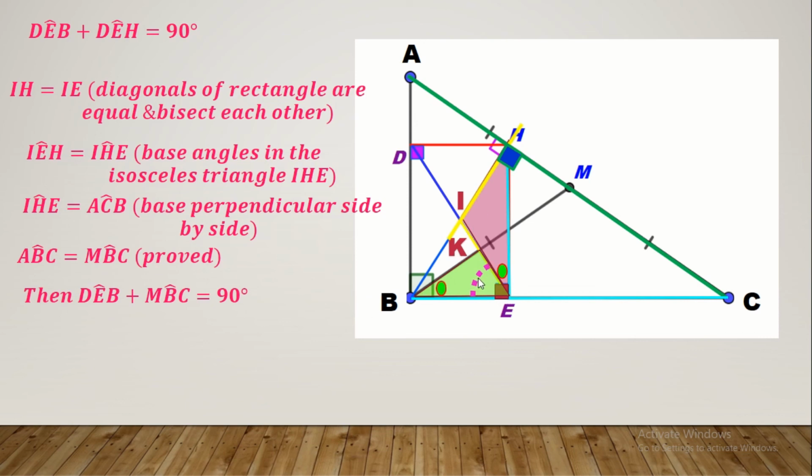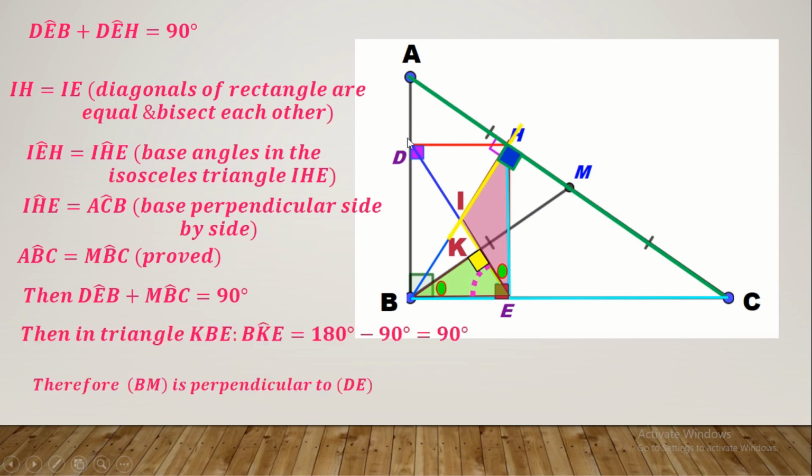We have this angle which is DEB. Now the sum of these two angles is 90 degrees. Note that here we have a triangle which is KBE. Can't we say that the sum of angles in a triangle is 180 degrees? Then what about the angle BKE? Isn't it 180 degrees minus 90, which is the sum of these two angles? So what remains for it? 90 degrees. Therefore, we can say that the sides DE and BM are perpendicular to each other.